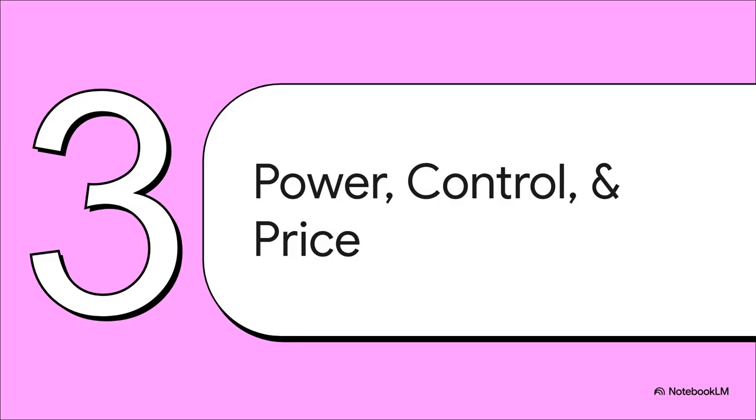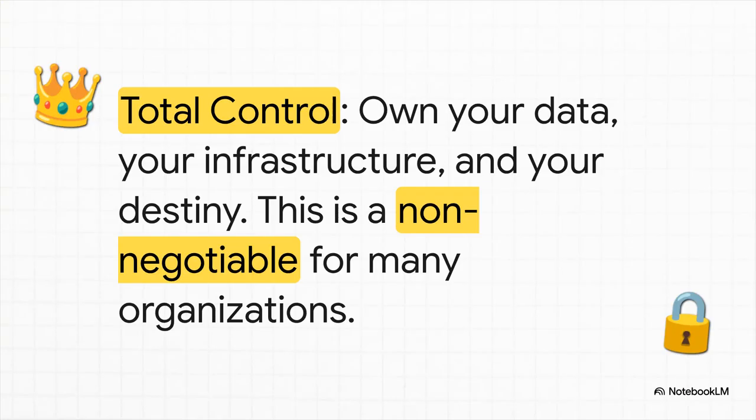So all of those ideas really come together to form n8n's three pillars, the three things that directly solve that trade-off we talked about. It all comes down to power, control, and price. Let's start with the first one, total control. For so many businesses, and probably for you, this isn't just a nice-to-have, it's a must-have. It's about owning your stack, owning your data, and owning your destiny.